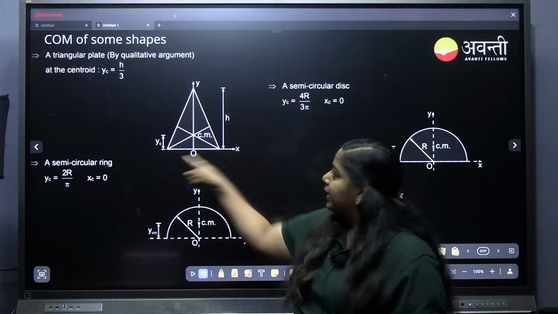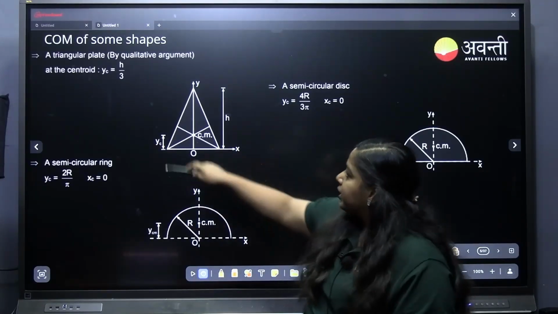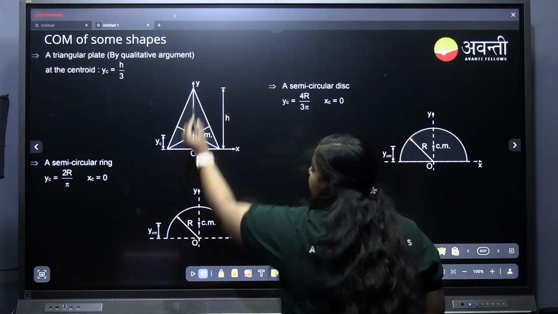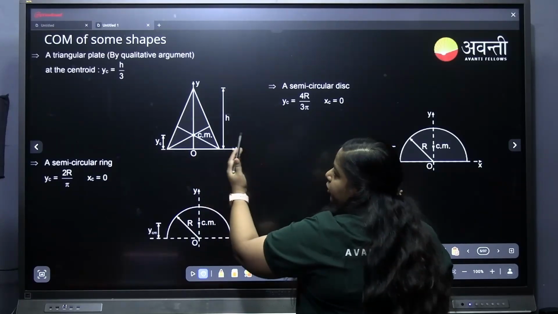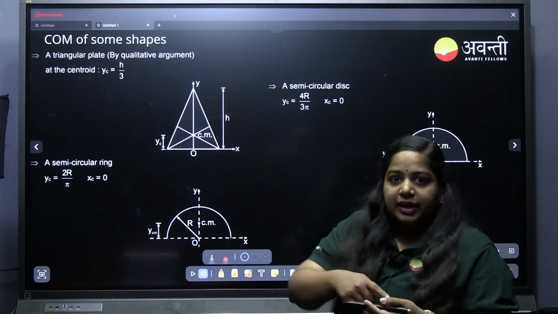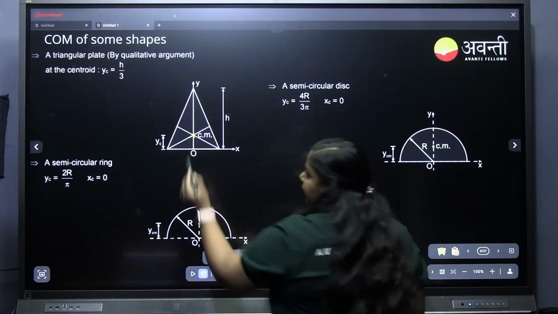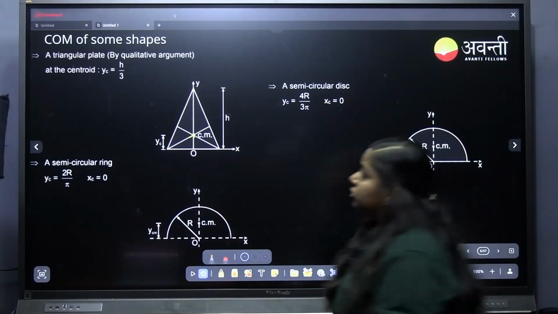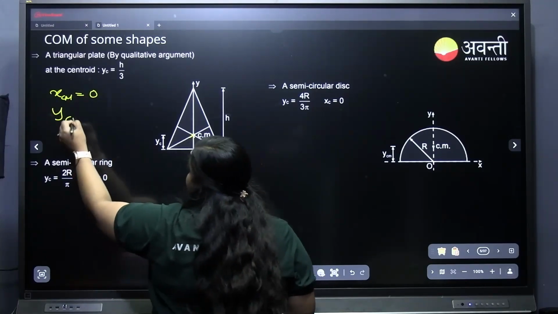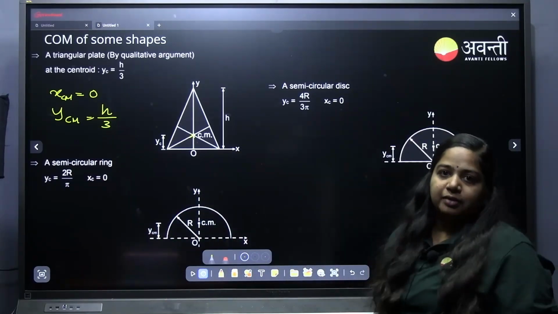See, for a triangular plate, it is two-dimensional, like a lamina. Here the center of mass, if you consider the y-axis, it is symmetric about the y-axis, right? So it will be right in the middle with respect to the y-axis. Then along the x-axis it is not symmetric, so it is located here. xcm will be 0 and ycm is equal to h by 3. The point is the centroid of the triangle.